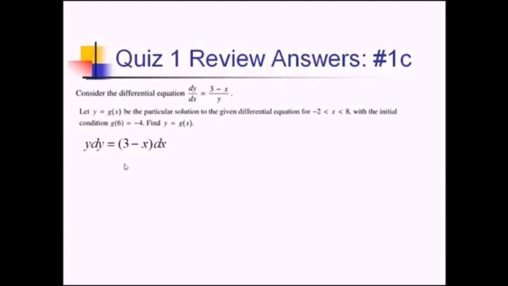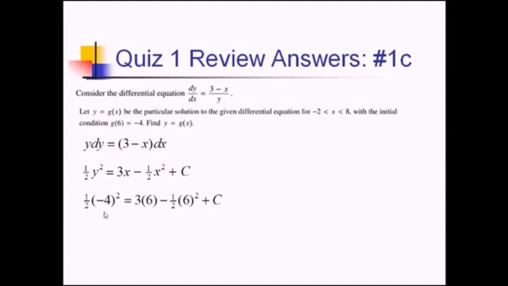And now let me take my antiderivative. On the left, I have 1/2 y squared. On the right side, going term by term, this is going to be 3x minus 1/2 x squared plus a c. Let's plug in our initial condition now. For y, we've got -4. And for x, each of those is getting a 6. So 3 times 6 minus 1/2 times 6 squared plus c.